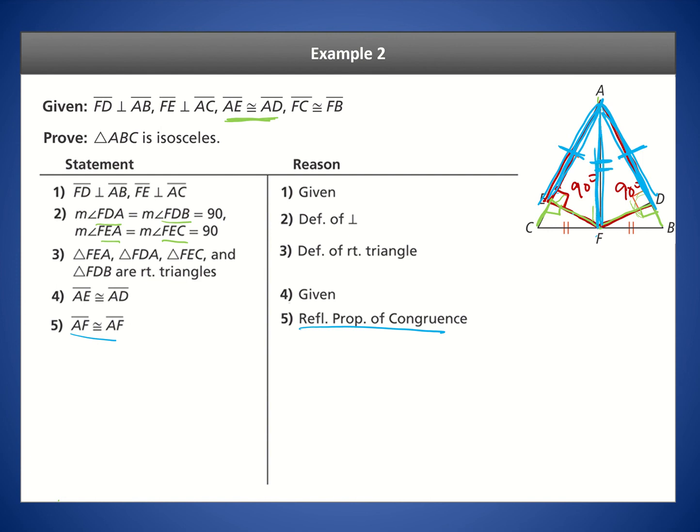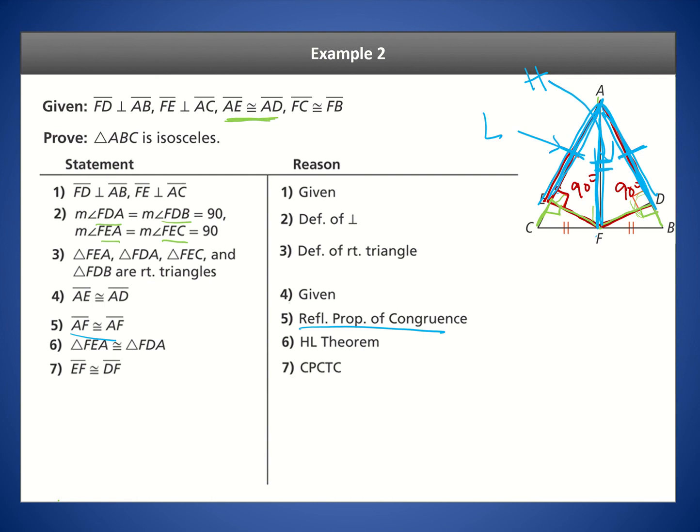And so because of that, we can actually use the HL theorem, because now we have a hypotenuse and we have a leg. And remember, by the HL theorem, if you have a hypotenuse and a leg in a right triangle, and the same thing for the other triangle, then that means those two triangles are congruent. And so by the HL theorem, FEA is congruent to FDA. And these are the two blue triangles.